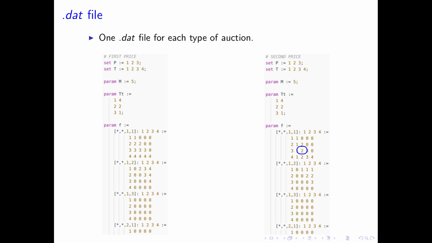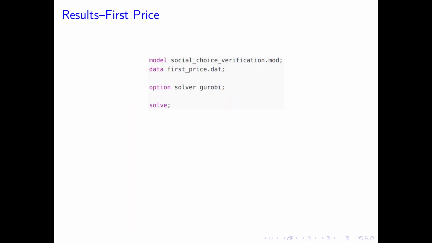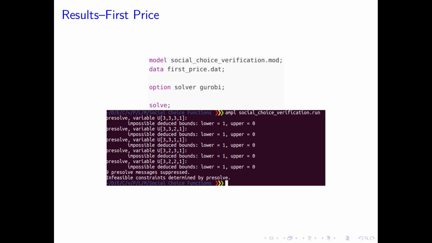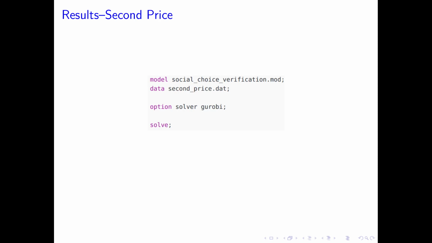Now let's see what kind of results we get. This is the run file for the AMPL program with the first price auction data, and if we run it, the solver tells us that the problem is infeasible. This is in line with what you've seen in the theory lectures, so the first price auction is not incentive compatible. In the second case, as we expect, the problem turns out to be feasible, since the second price auction is dominant strategy incentive compatible.